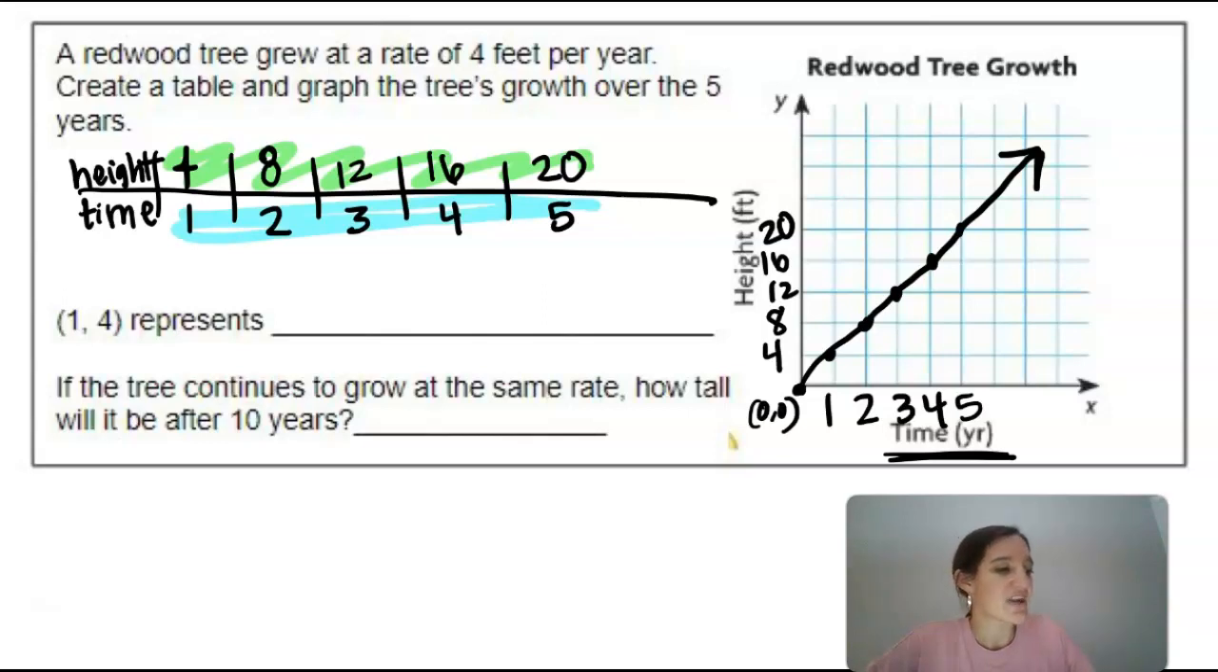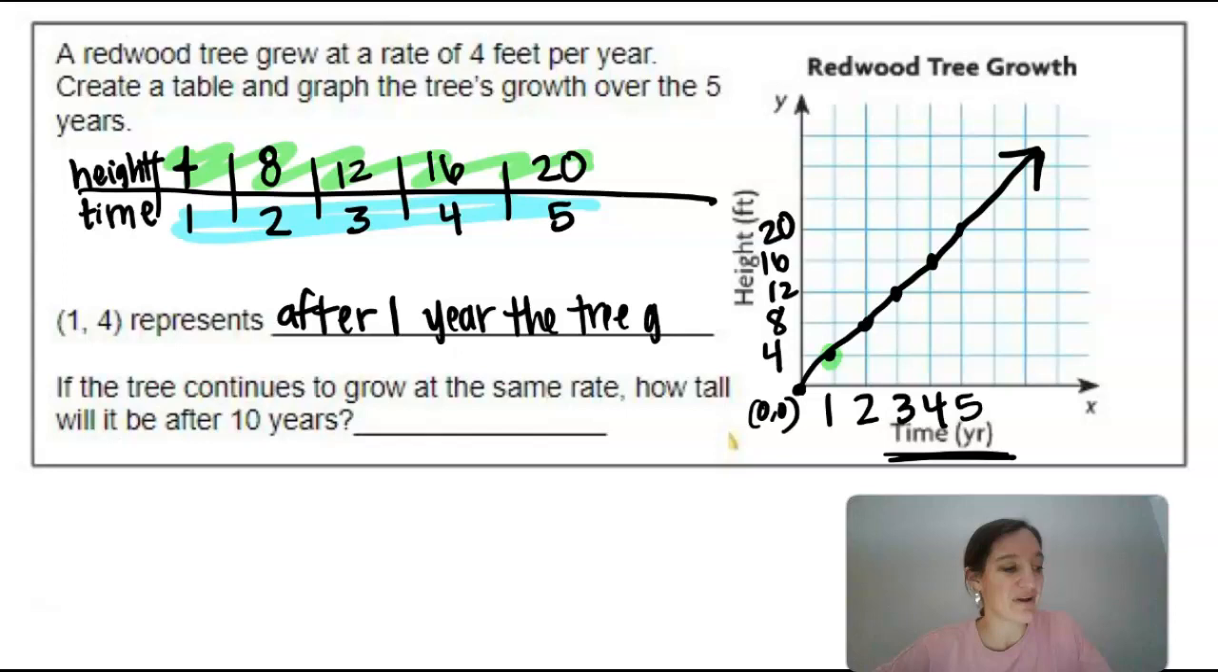Okay, so the question I want to ask now is, what does this 1, 4 represent? Well, it represents a unit rate for 1, right? But it also represents that after 1 year, the tree grew how high? The tree grew 4 feet. Wow, that's so cool. And if the tree continues to grow at the same rate, how tall will it be after 10 years?